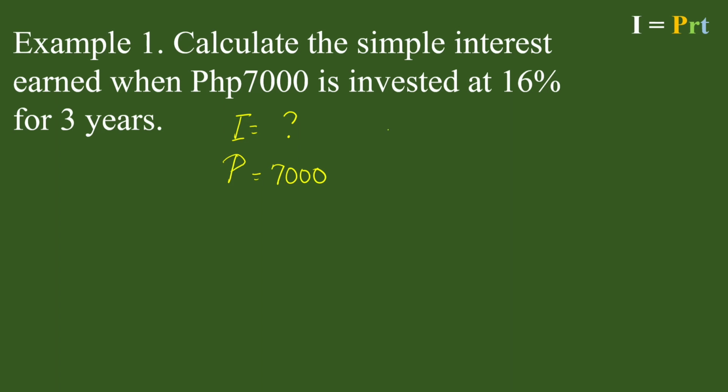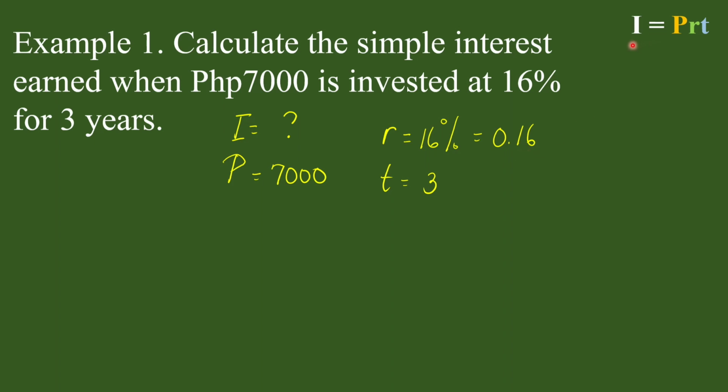16% is the rate of interest, which is equivalent to 0.16 in decimal form. And the time should be in years, so it's already in years, so we'll just write 3 here. Okay? So make sure that the givens are in the right units. So 7,000 pesos, that's in peso. Time is already in years, and then the rate is in decimal form.